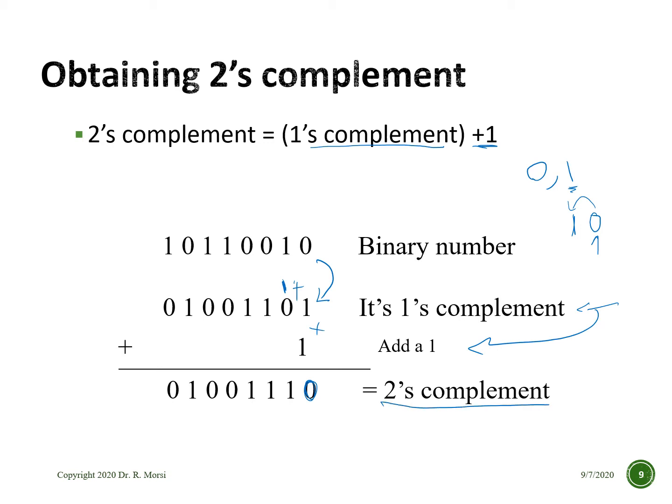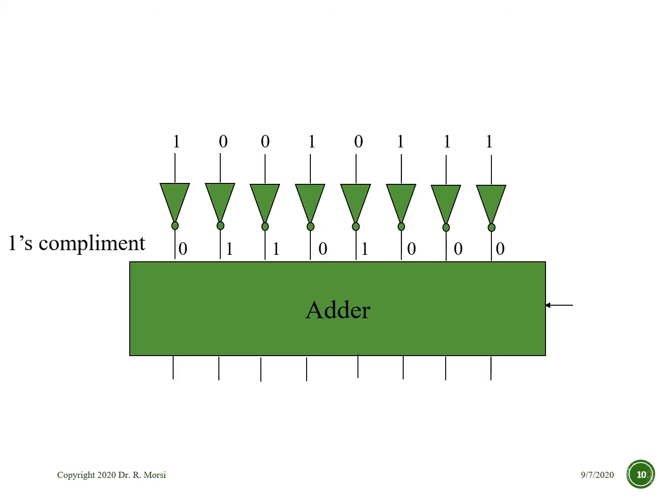So that would be how to get 2's complement. So 2's complement is 1's complement plus a 1. If I wanted to achieve this in hardware, we know that this is how to achieve 1's complement. You just run the numbers through inverters to get the 1's complement. Then I would use an adder and add 1 through the adder to the 1's complement, and then I would get the 2's complement. So this is how I would do it in hardware.